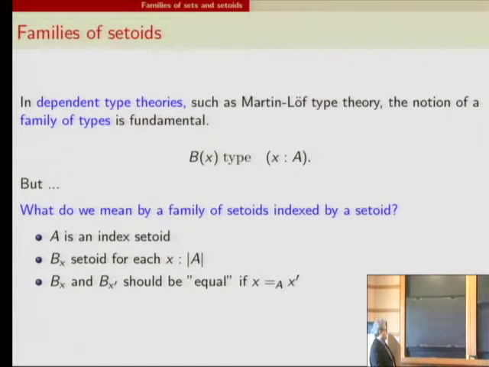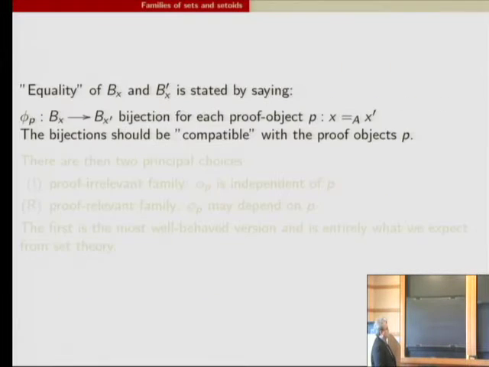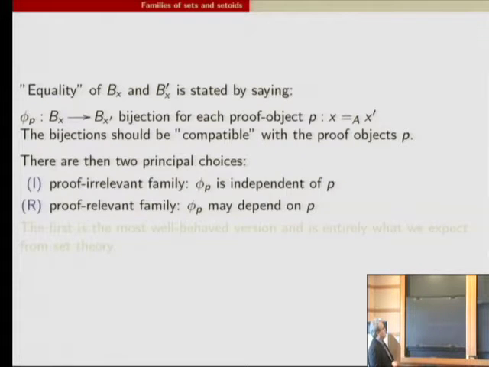So we have an index setoid, and for each element of the setoid, this should be a setoid again. And if these are equal elements of the index, this should be equal in some sense. And well, here's the problem. We a priori don't have any other equality here than the definitional equality, or possibly we could have identity types. But anyway, we take equality here to be at least a bijection between them. And the bijection should be compatible with the proof objects.